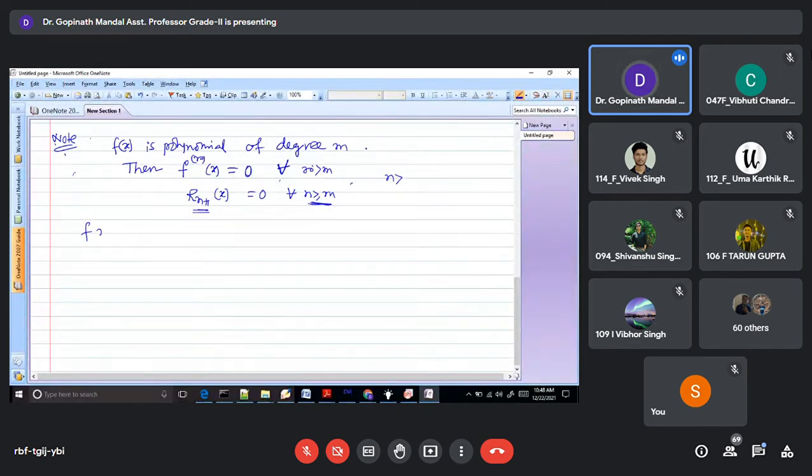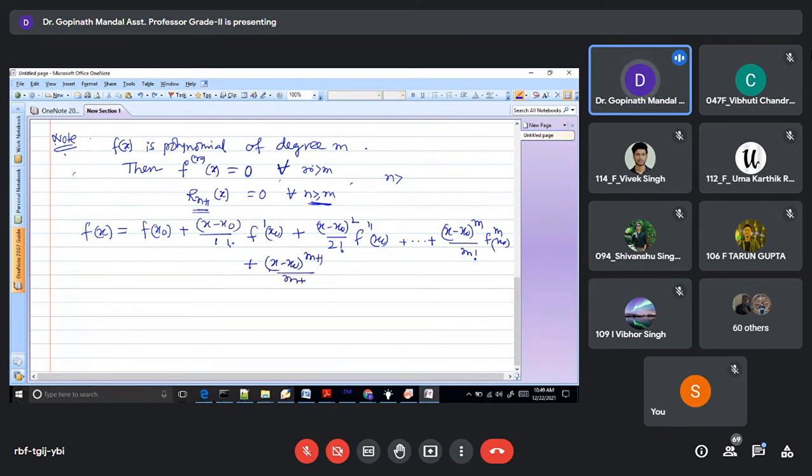In that case, f(x) will be equal to f(x0) plus (x minus x0) by factorial 1 f dash x0 plus (x minus x0) square by factorial 2 f double dash x0, and so on, up to (x minus x0) to the power m by factorial m f^m x0, plus (x minus x0) to the power m plus 1 by factorial m plus 1 f^(m plus 1) x0, and so on.